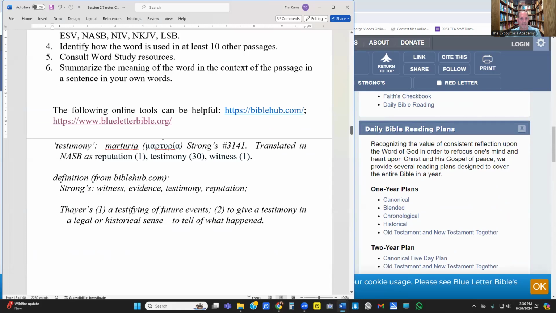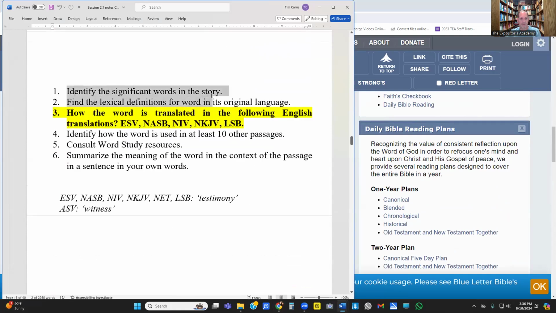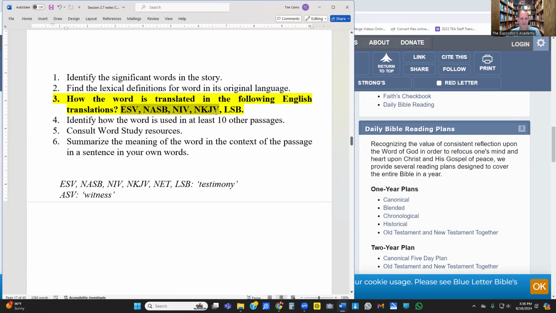So just write down here the basic definitions from these. You can use one or the other. You don't have to do both. You can if you'd like. All right, and now the third step is, so the first was to identify the significant words. Okay, so we're going to do testimony, find the lexical definitions for the word, and we use the Bible Hub for that. Now, how is the word translated in the following English translations? Okay, so I looked up how the word is used in those translations, and basically the same way. In these 5 translations, it's translated as testimony.